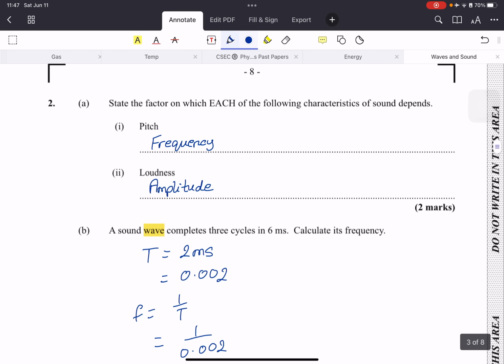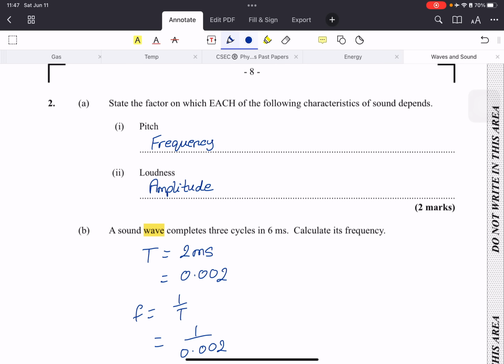Okay. State the factor on which each of the following characteristics of sound depends. The pitch of sound is dependent on the frequency, right? So if you have a wave going like this, that's not a sound wave, that's just a regular wave, but it's easier for me to show you here. Rather than a wave going like this, one would be a higher pitch, because the frequency is more, right?